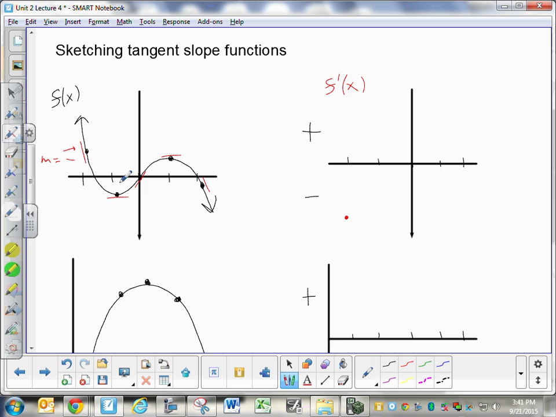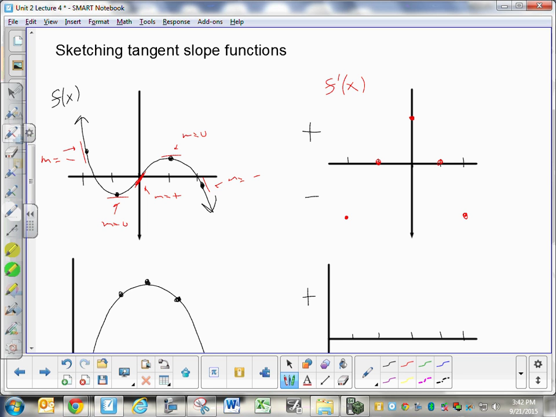Now what about -1? What is the slope of the tangent here at -1? 0, right? Well, at f prime, 0. When x is 0, here's my tangent slope. It looks like it's positive, so I'm going to go ahead and place a positive value at 0. At 1, I have another 0 slope. At 2, I have a negative slope. So we got slope that's 0, slope that's positive, slope that's 0, slope that's negative.